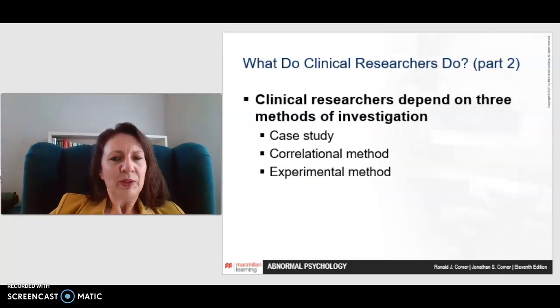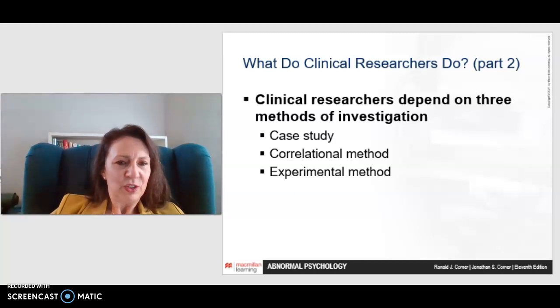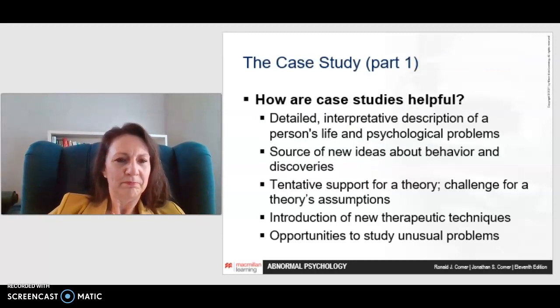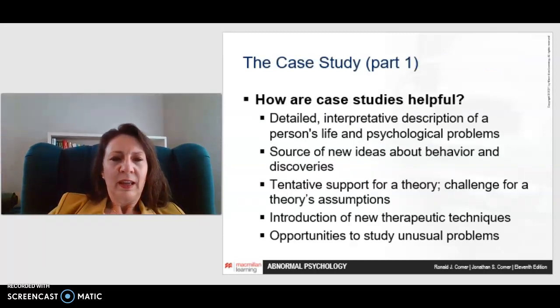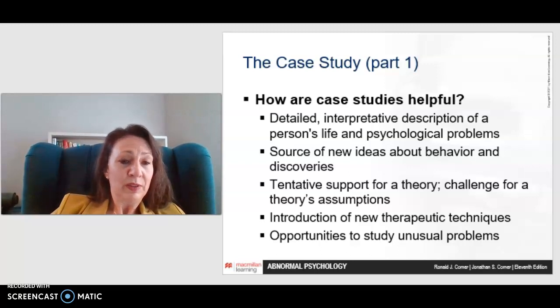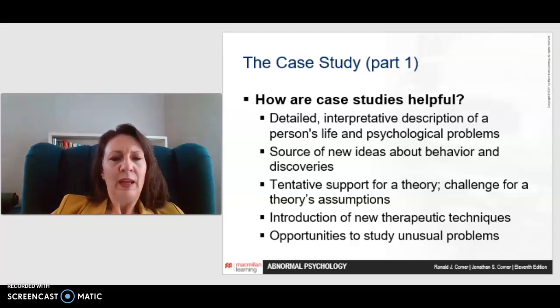Clinical researchers primarily depend on three methods of investigation: the case study, the correlational method, and the experimental method. And we'll talk about each one of those in turn. Case studies are the first type of research that we use. That's where you have an individual or just a few individuals that we study at close range very carefully. It provides a detailed interpretative description of a person's life and psychological problems.